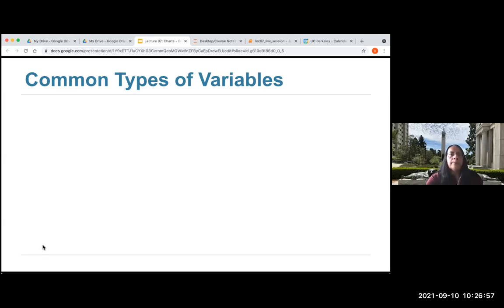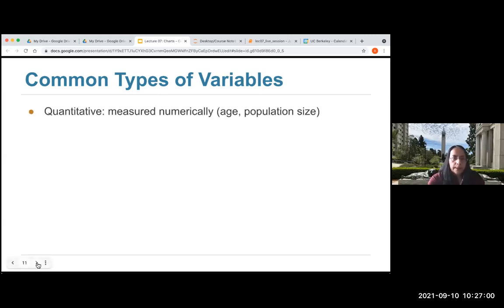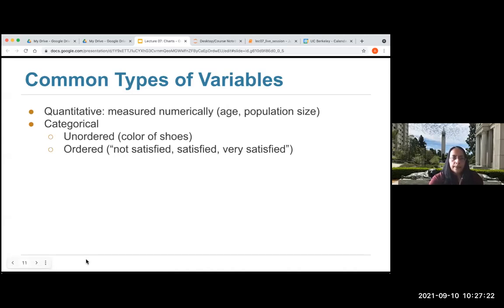And there are two kinds, commonly. There is a quantitative variable which is measured numerically, and you've had two examples in the previous lecture, age and population size, and then there are categorical variables. These are variables that are not numerical. It puts individuals in a category. For example, you can have unordered categories. So for each individual, if you ask them what's the color of your shoe, then you'll get brown, black, red, white, whatever. And those are categories, but there's no particular order to them.